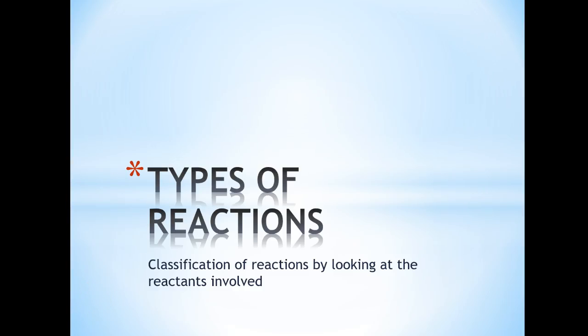Okay, so now what we're going to do is formally talk about the stuff that you guys did with those little cards, which was kind of a play with it and see what you can come up with. So now we're going to officially come up with names for different kinds of reactions based on the reactants that we see. First one, we're going to talk about something called synthesis.